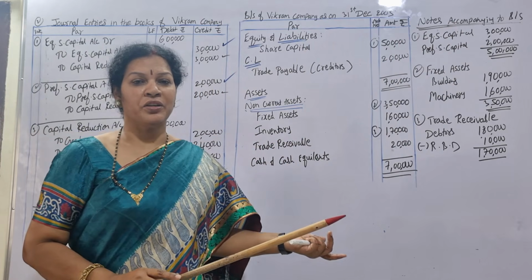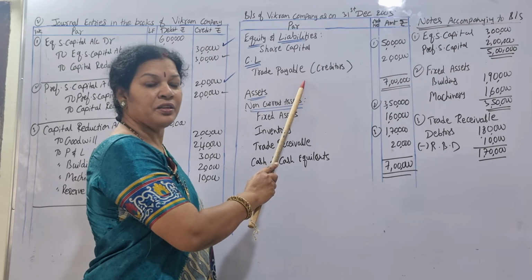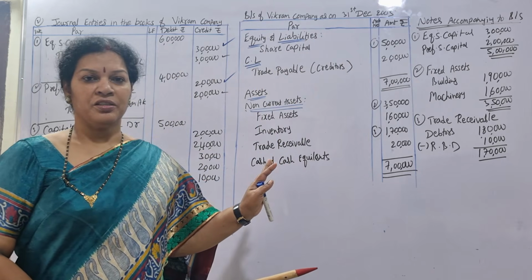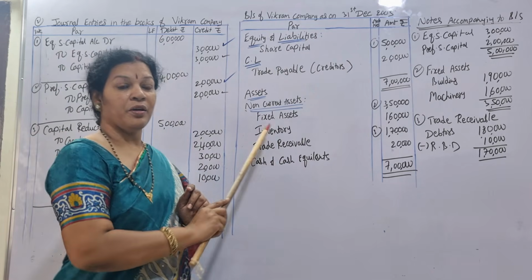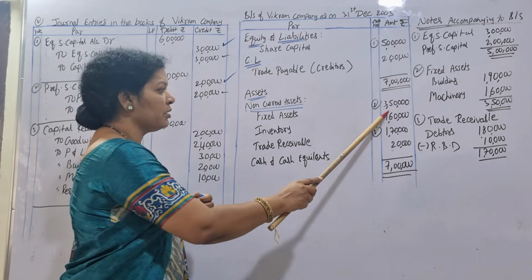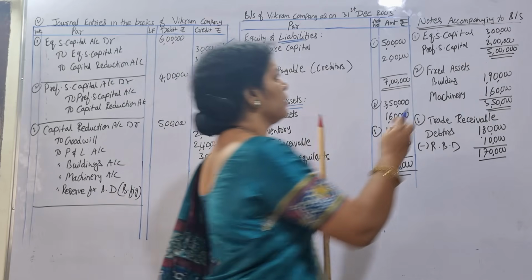Now creditors, there is no adjustment. Simply you can say it as current liabilities, trade payable. We don't say creditors, we write trade payable. Only two amounts are there, so liabilities total is 7 lakh. Now coming to the asset side, we'll give the non-current assets heading. Under that, fixed assets come to 3 lakh 50. How did we get this 3 lakh 50? Fixed assets we have shown here.